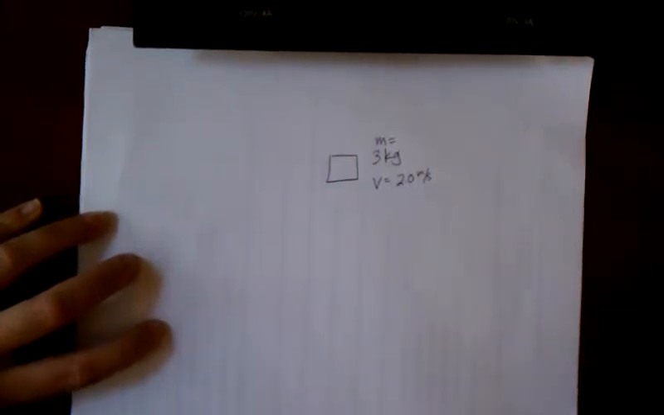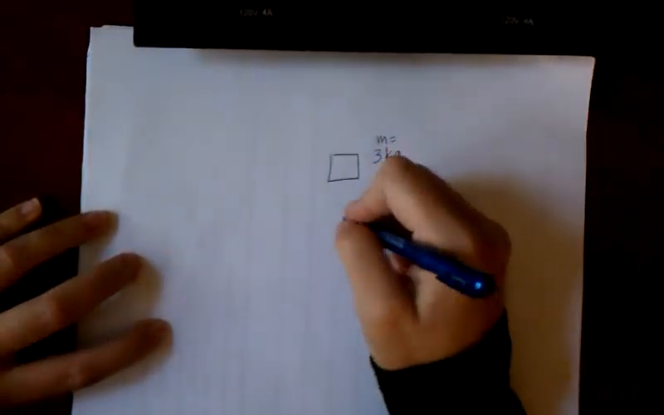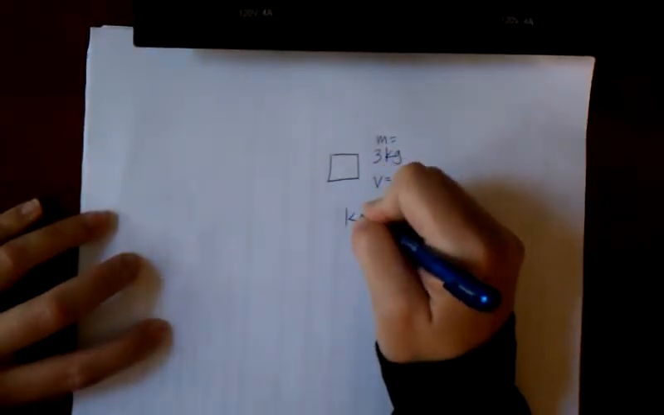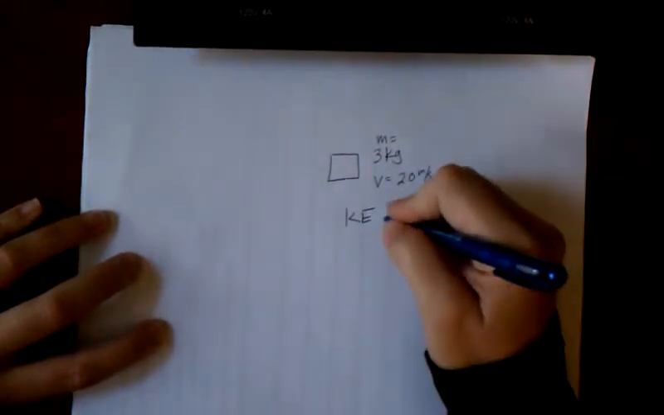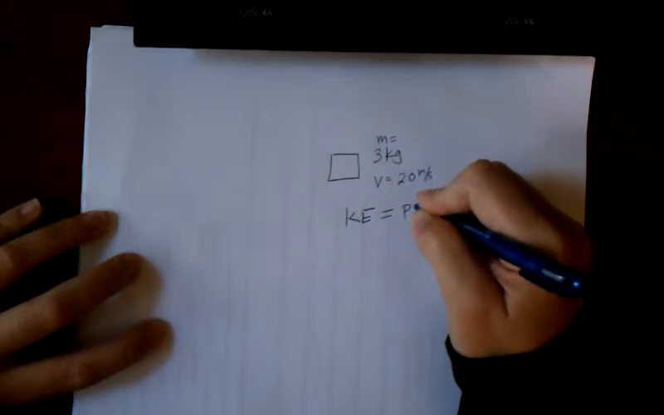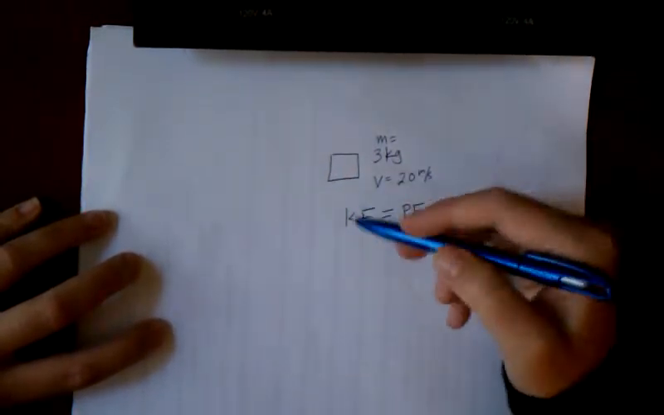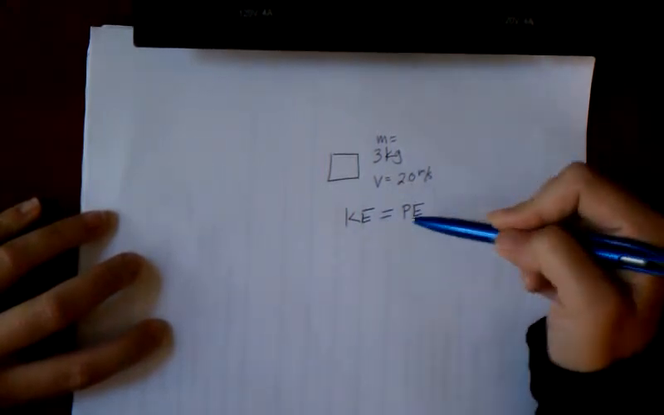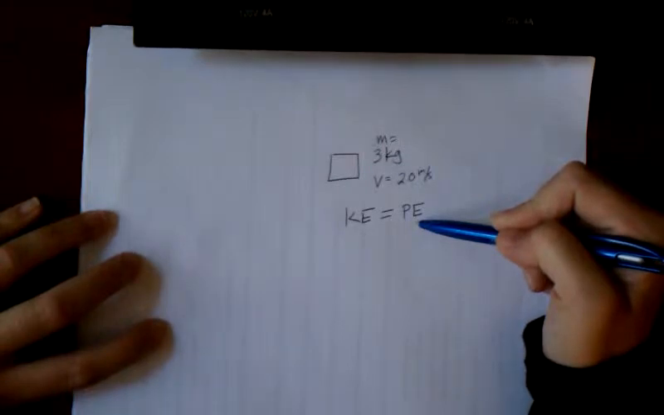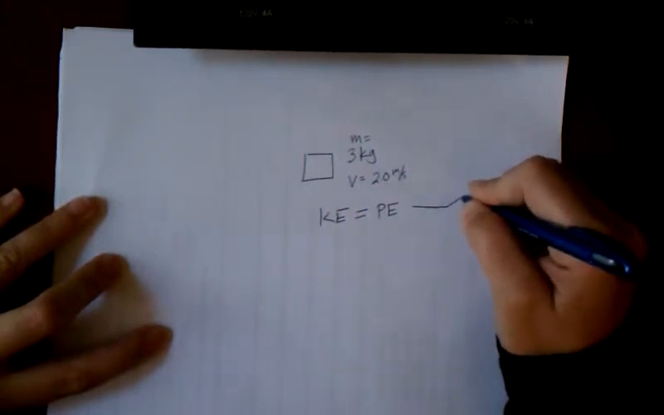The key to this problem is that the kinetic energy, when it's moving at the bottom of the ramp, has to be equal to the potential energy when it's stopped at the top of the ramp. Let me repeat that. The kinetic energy, when it's moving at the bottom of the ramp, has to be equal to the potential energy when it's reached its highest point on the ramp.